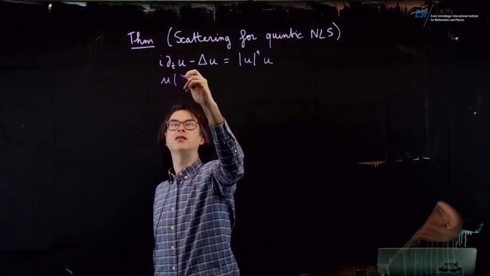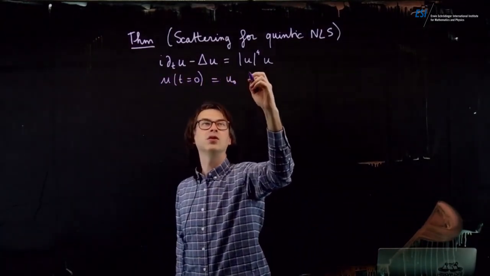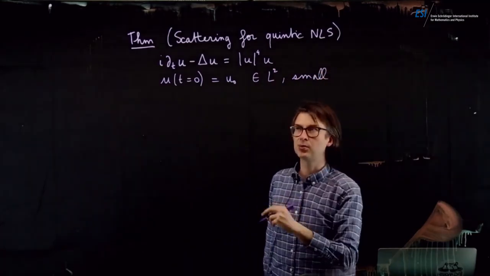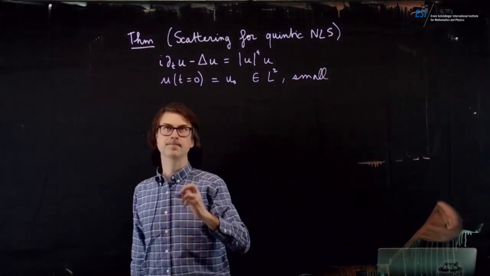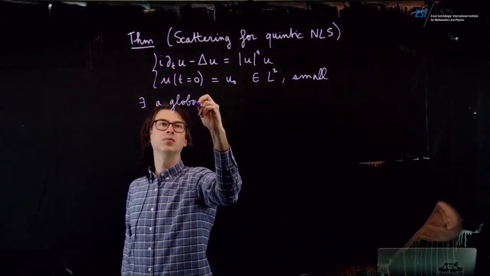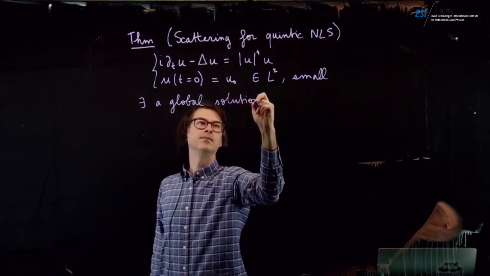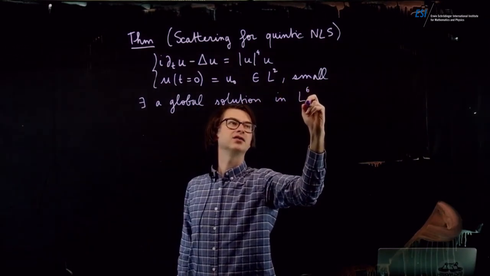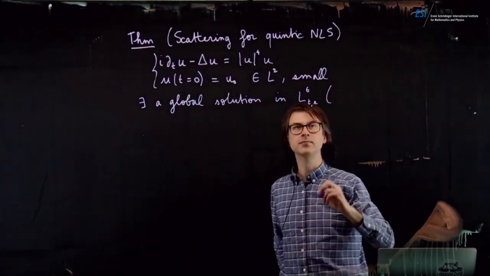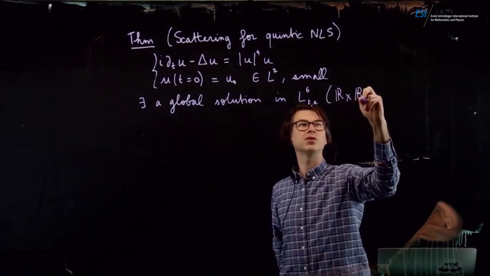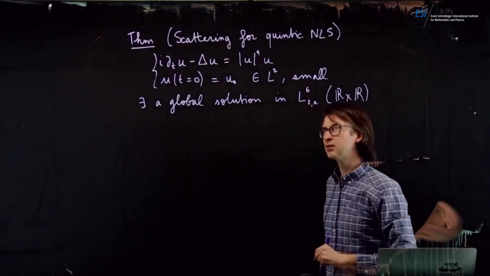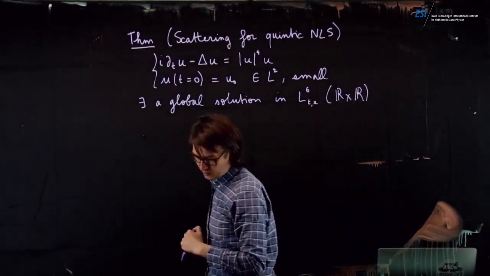And you choose data u_0, which are in L2 and small. That is, smaller than some absolute constant. Then there exists a global solution in L6 spacetime, R times R^d, which is the Strichartz space that we just saw. So what we saw is that the Strichartz space is such that the linear solution would belong to it. But now we have an assertion about the nonlinear problem.